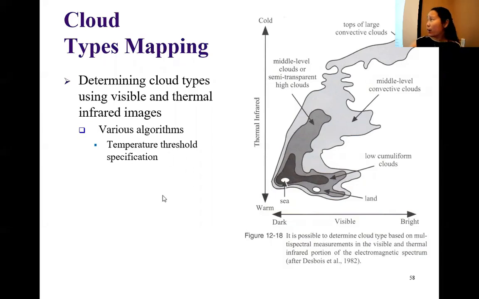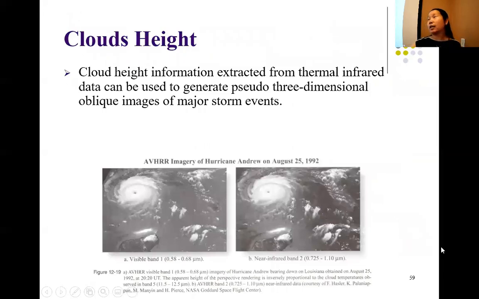So a lot of time there are various algorithms available, and typically a temperature threshold may be involved in this kind of process. So for those students who study climate or hurricane events and other things, this type of application and data may be useful for them. And the other one is to be able to map the cloud height. So now we're studying more into the 3rd dimension. So cloud height information can be extracted from thermal infrared data that we use to generate a pseudo 3-dimensional oblique image of major storm events.